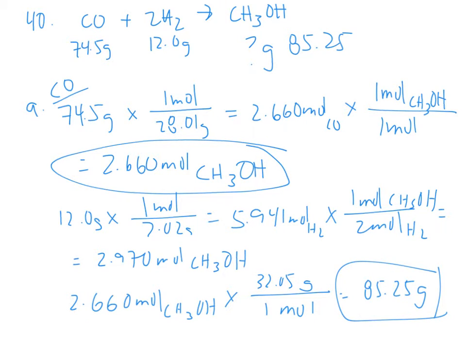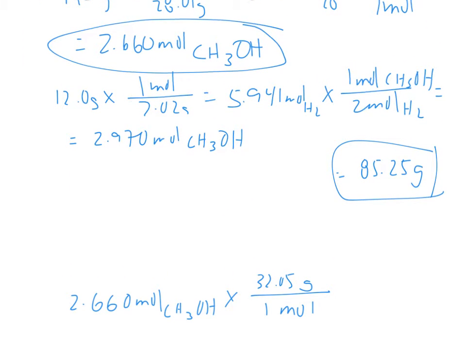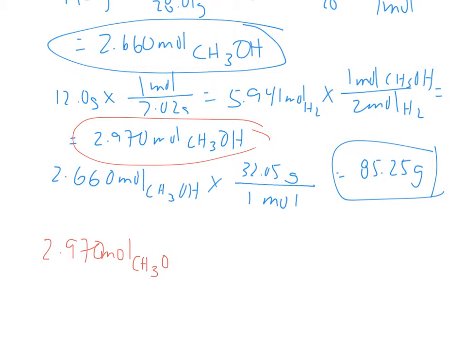So then part B asks you to find the excess reactant, and this isn't as difficult as it appears to be. The way I like to do it, and there's multiple ways to do it, I notice my yield is staying down there, but what we know is that we had enough hydrogen to make 2.970 moles of CH3OH. And again, there's multiple ways to do this. This is just the easiest way for me to think through it. So if you find a way that makes more sense to you, absolutely do it your way.